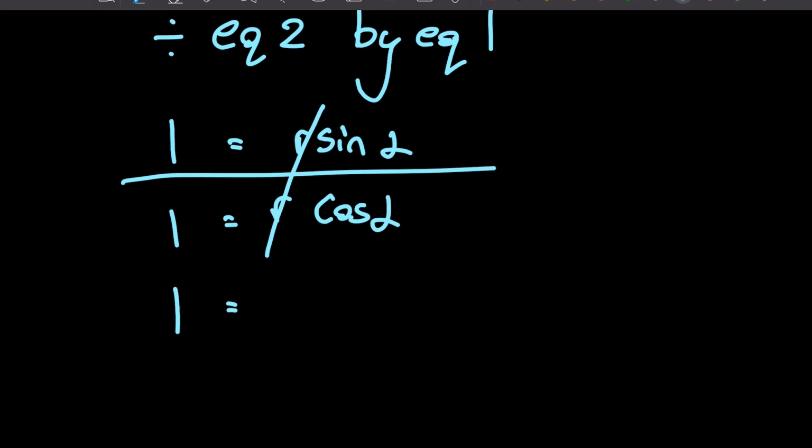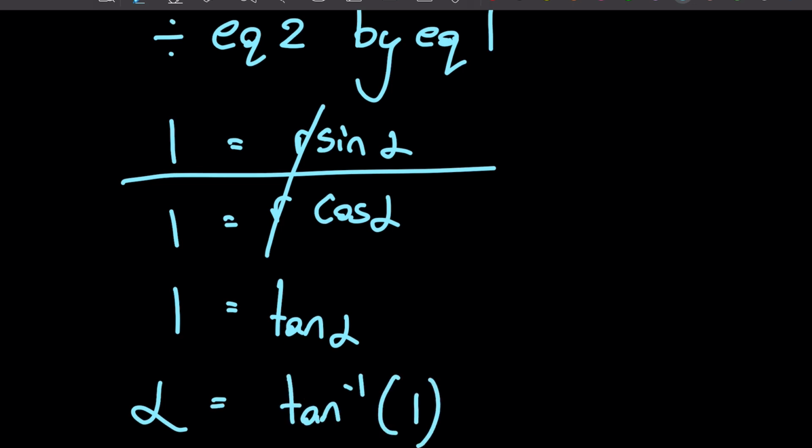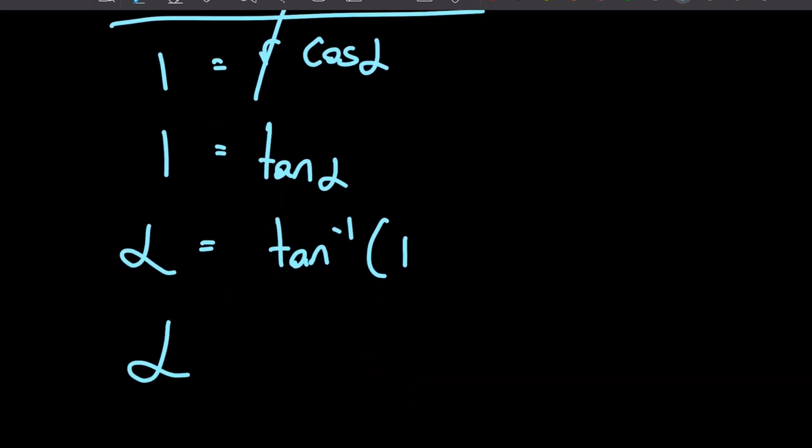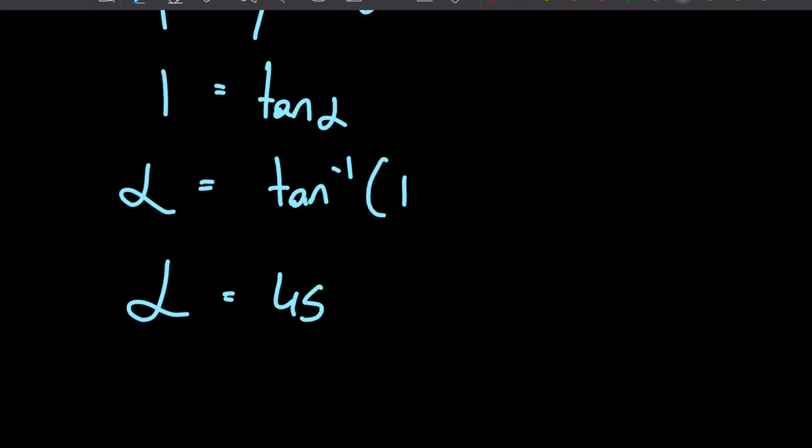Now solving for alpha, we get alpha is equal to tan inverse of 1. Now if you were to put that into your calculator, shift tan of 1, you'd get alpha is equal to 45 degrees. I know 45 degrees could also be written as pi over 4. So it's equal to pi over 4 as well. So whichever one you want to work with.